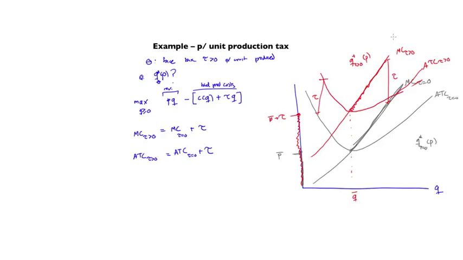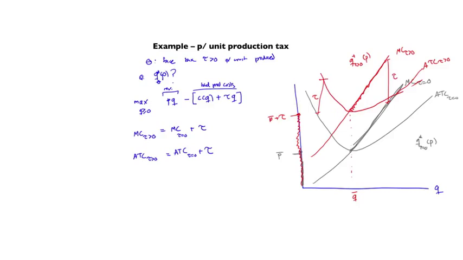Now, this should be quite intuitive. What the firm is reacting to, basically, when you impose the tax, is asking itself, what is my net price, which is P minus tau? So at any price P, it supplies the same amount that before it supplied at price P minus tau.